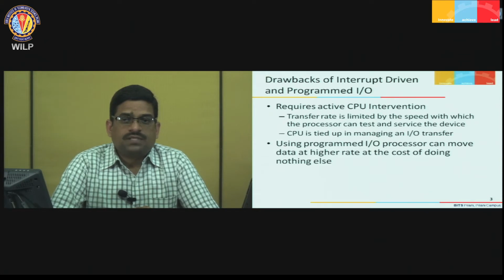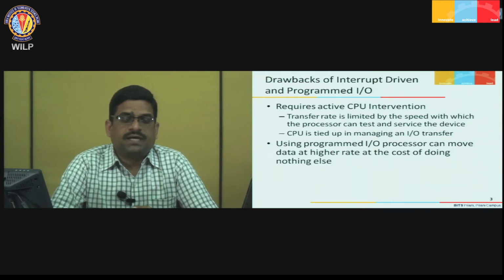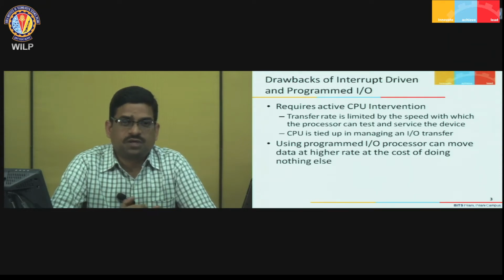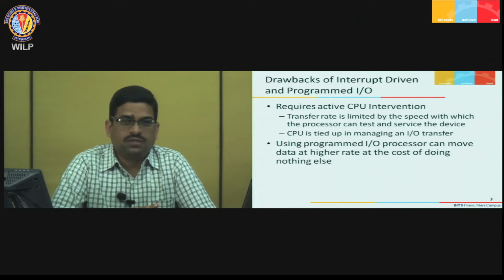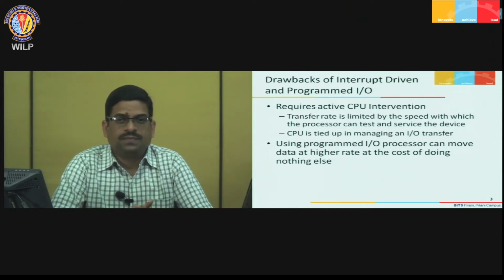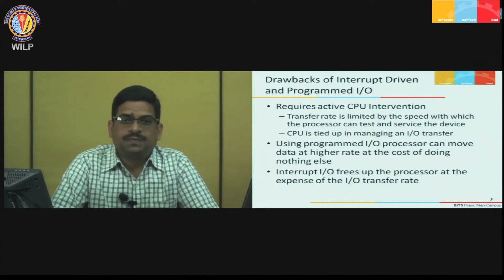Using programmed IO, the processor can move more data at a higher rate, at the cost of doing nothing else, because the processor is always tied up with the IO transfer. Whenever the device is ready, the processor is immediately ready to transfer, and no extra wait is required. Interrupt driven IO frees up the processor at the expense of IO transfer rate.